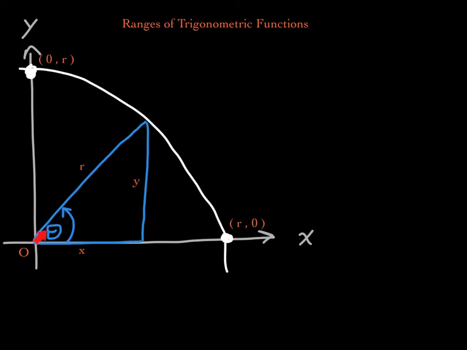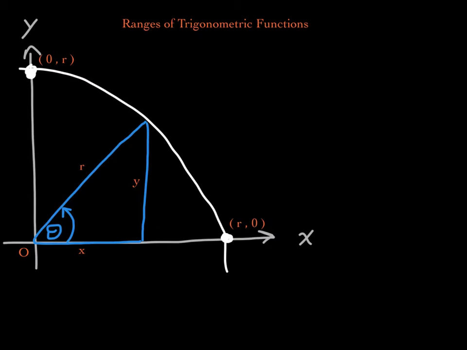Now, if this is my first angle here that I draw you, this distance here is x, this distance here is y, and this distance here is r. Okay. Now, what I want to show you is a different angle theta in standard position, and notice how these distances change. Y changes, x changes, but notice that r never changes.